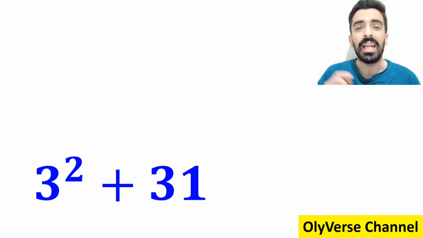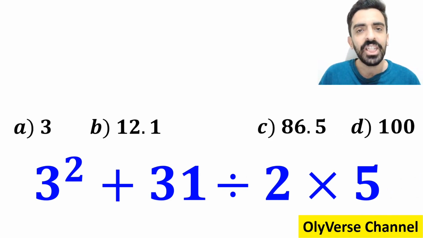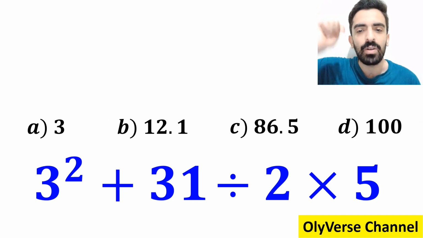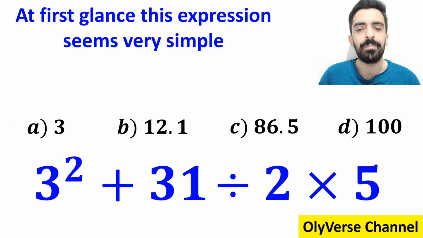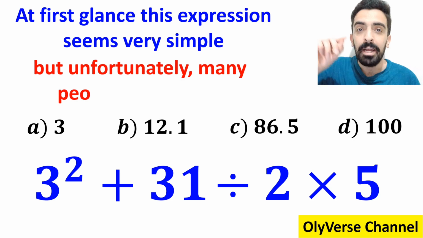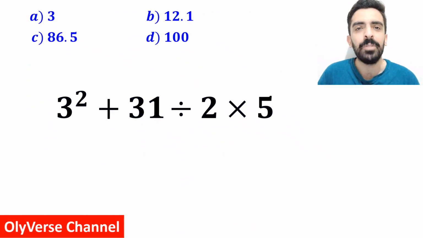What is the value of the expression 3 squared plus 31 divided by 2 multiplied by 5? Which option do you think is the correct answer to this question? At first glance, this expression seems very simple, but unfortunately, many people get it wrong. Let's dive in and break it down step by step together.